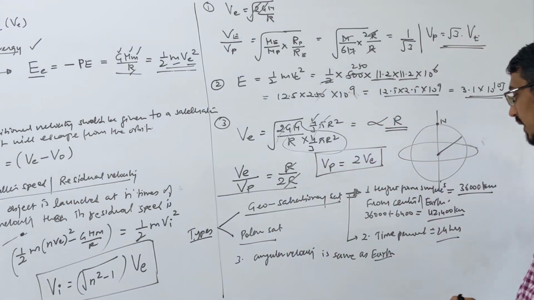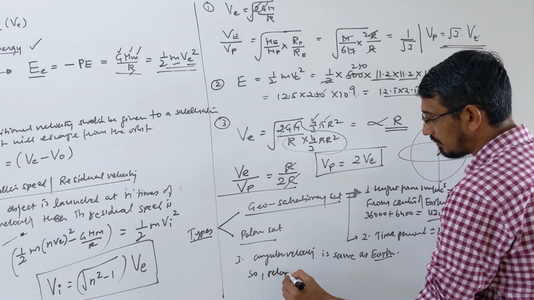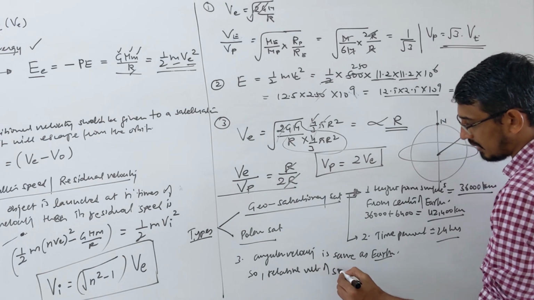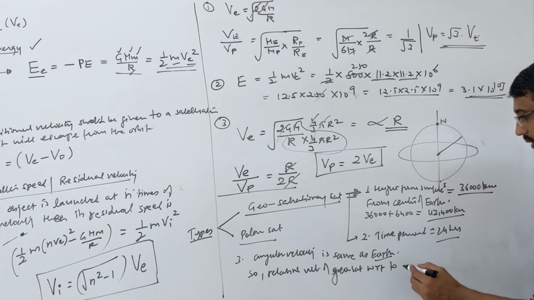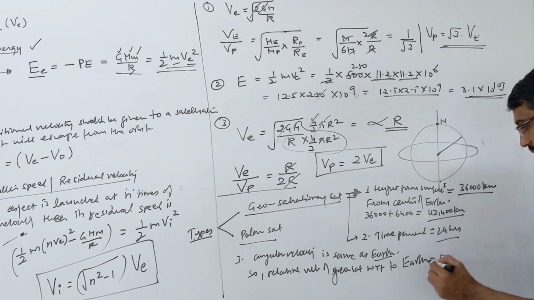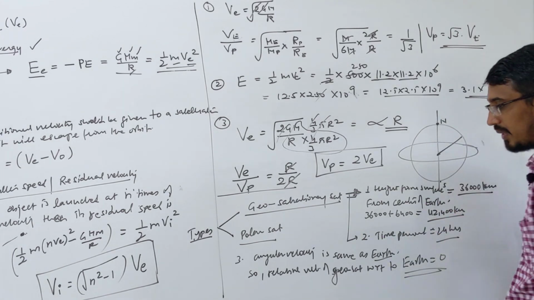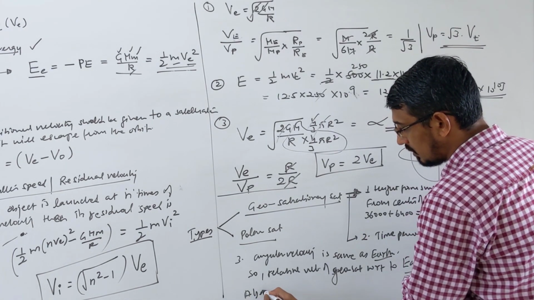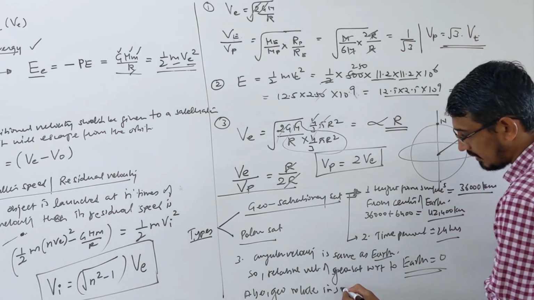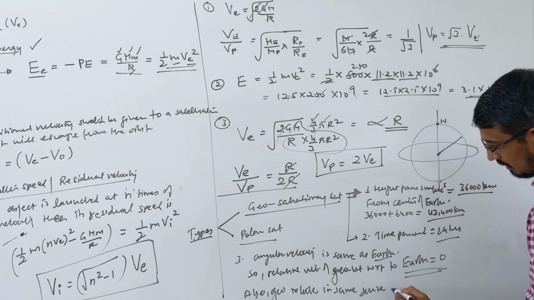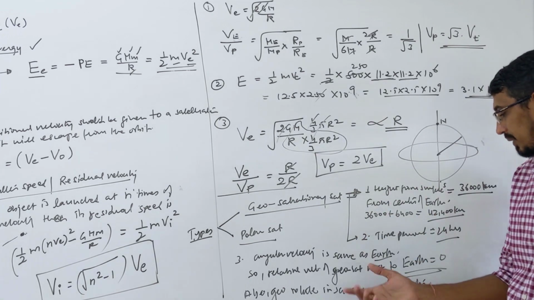So if somebody asks you what is the relative velocity, then it becomes 0. If somebody asks you the relative velocity of the geo satellite with respect to earth, it is always 0, keep in mind. Also, they rotate in the same sense, west to east. The geo satellite rotates in the same sense as earth. The direction of rotation is the same as earth.